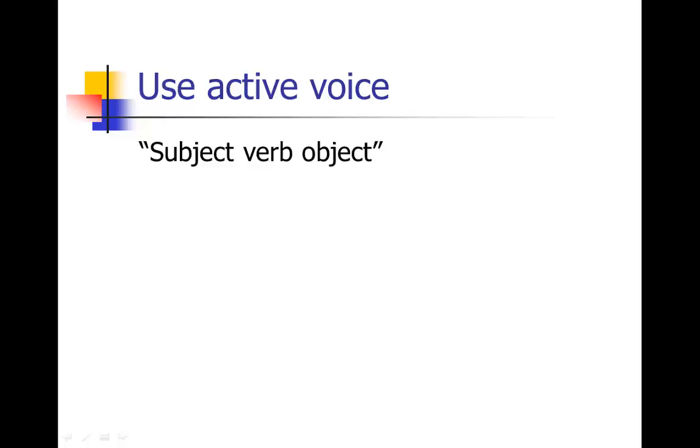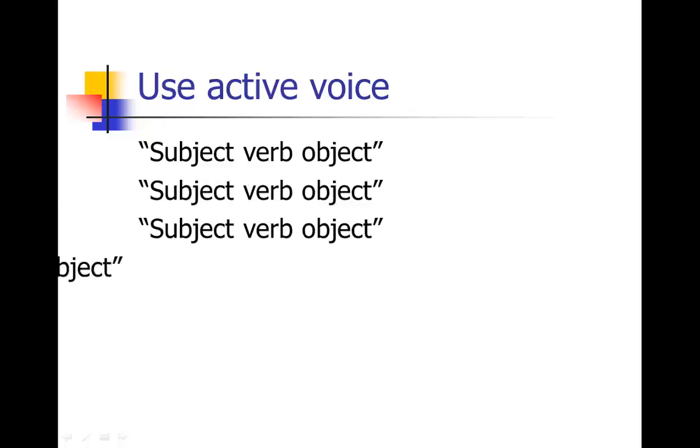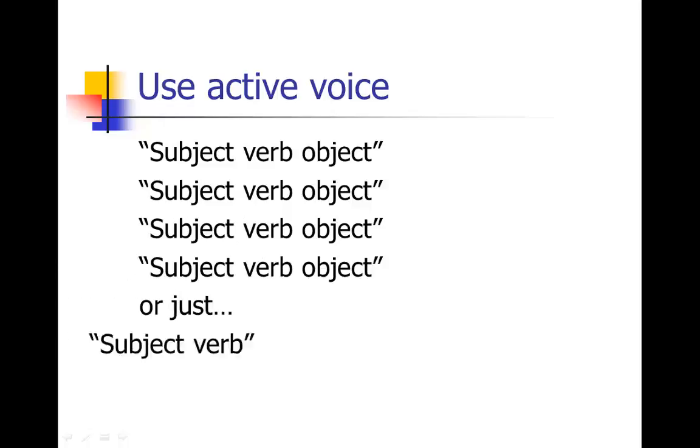Some of you may have picked up along the way the habit of using the passive voice. To help break you of that habit, I'm going to suggest that next time you sit down to write, you have this mantra in your head. You think subject, verb, object, subject, verb, object, subject, verb, object, and just get that beaten into your head and remind yourself that you're supposed to write subject, verb, object. So again, the active voice is just subject, verb, object, and sometimes it's just subject, verb. It doesn't always have to have an object.